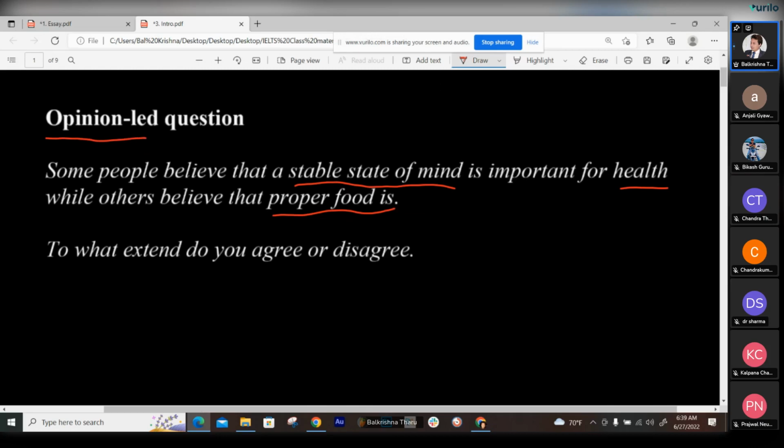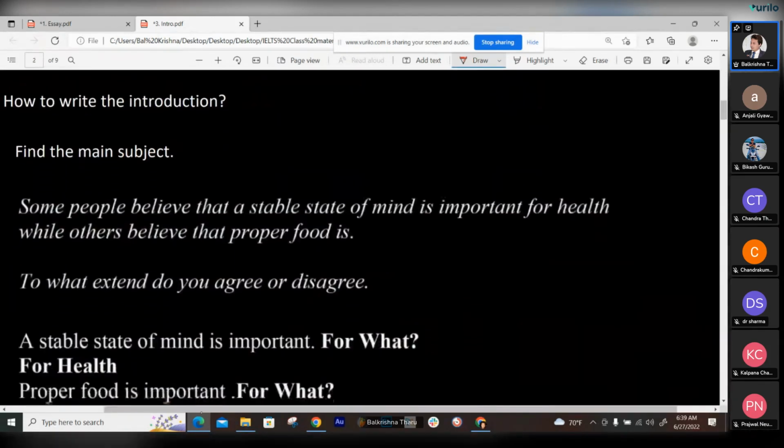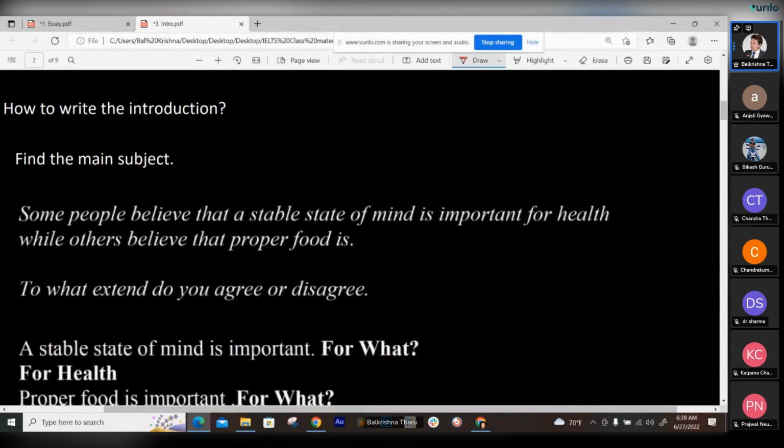Your structure of the essay is going to be more or less the same. We're going to talk about an opinion led question, but if you understand the structure of this essay, you will be able to use the same structure to elaborate other question types also, with a little variation. Number one, we need to understand the question.